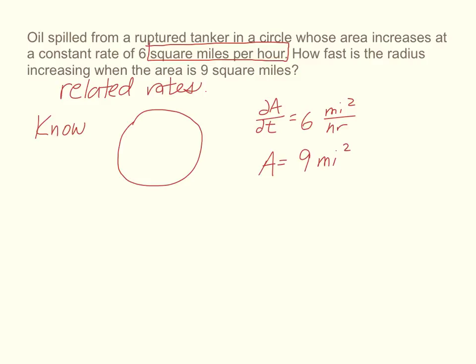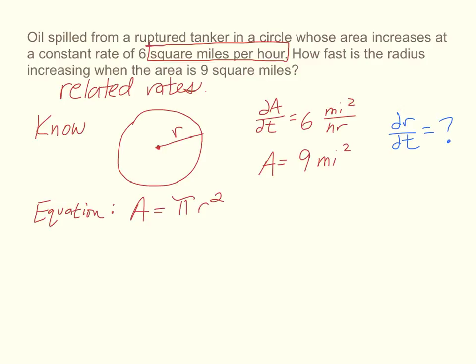Now that we have what we know, we're trying to figure out how fast the radius is changing with respect to time. Since we have all of this information, we need to somehow relate area to a radius. Somehow we need to relate all of this together. If you go back and look at the circle, we know that the radius and the area are related by this equation. A equals pi r squared.